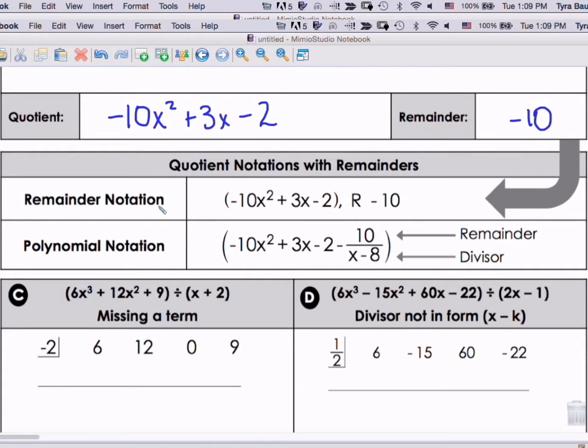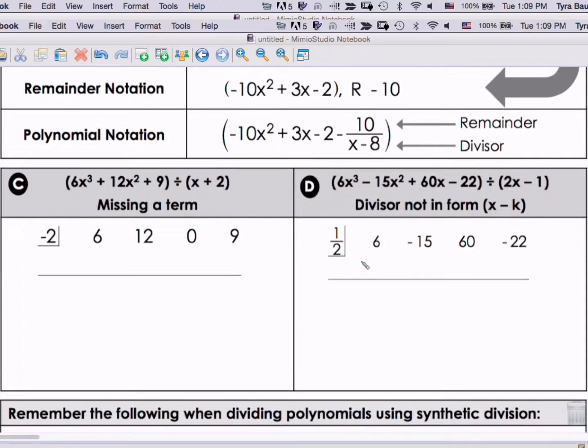All right, so what does this all mean? We want to write remainder notation, which you can remember from the long division video. We have the polynomial here, the quotient, and we just put remainder negative 10. Or we can write it in polynomial notation, and we would take that negative 10 over your divisor, which was x minus 8. All right, let's do a couple more.